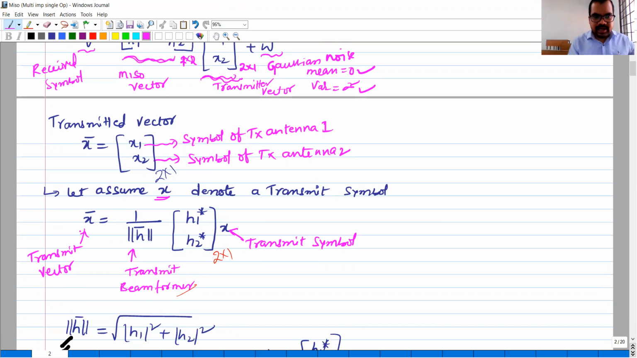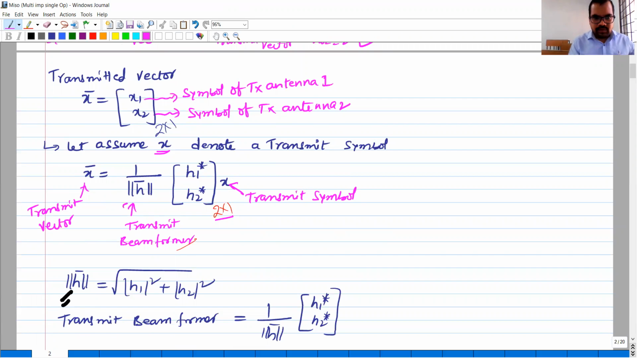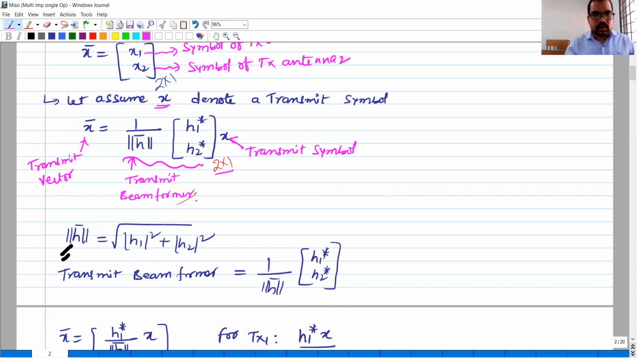Now the transmitted vector X bar is equal to 1 by H norm into the coefficients H1 conjugate and H2 conjugate. It is a 2 cross 1 matrix with the transmit symbol, right? This entire part we call the transmit beam. Here H norm is represented as the square root of modulus of H1 square plus modulus of H2 square. The formula of the transmit beam is this one.